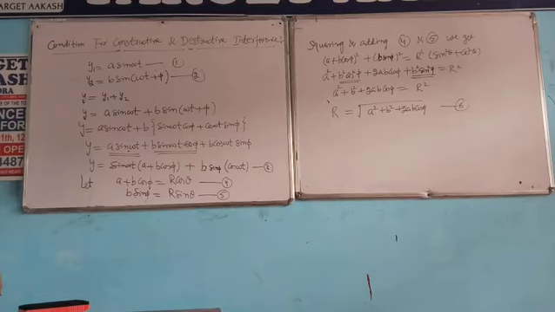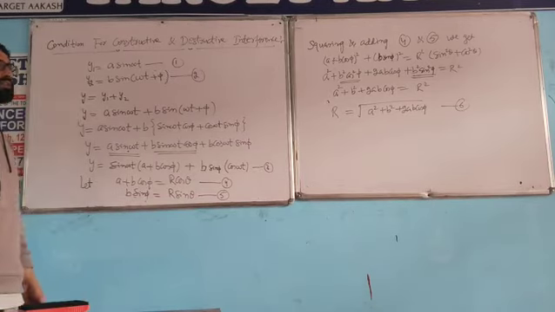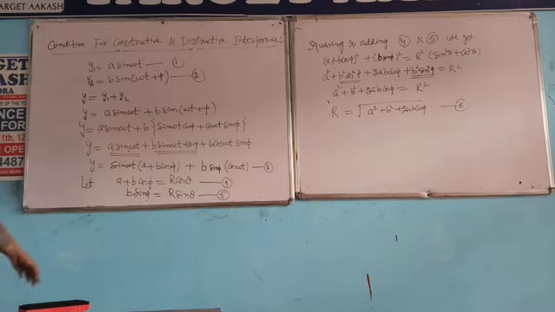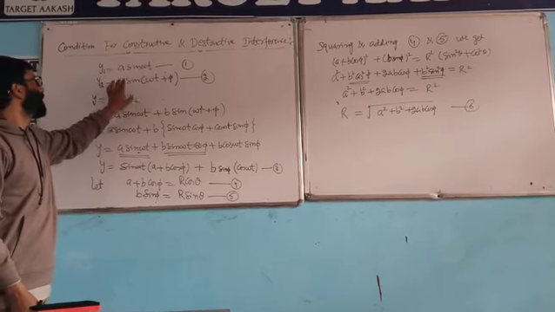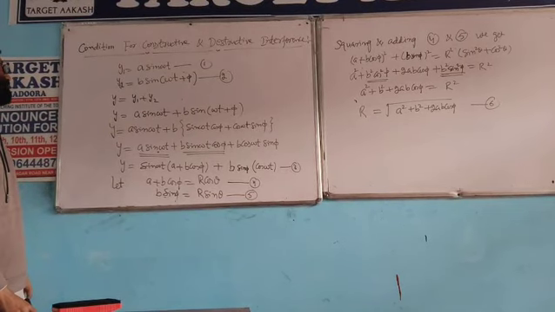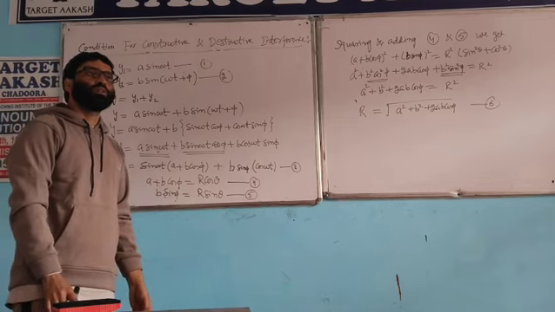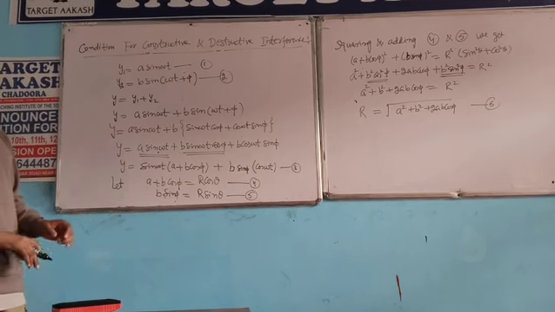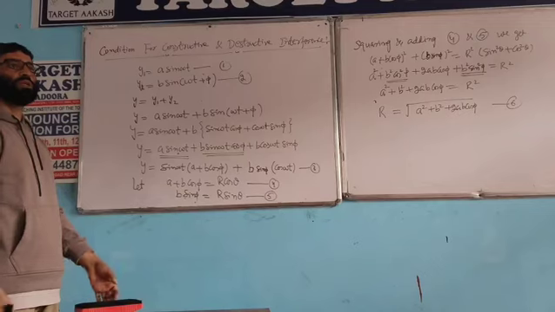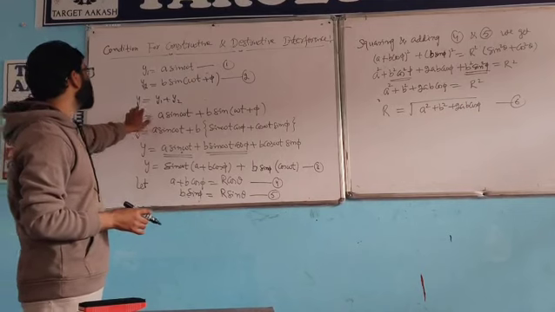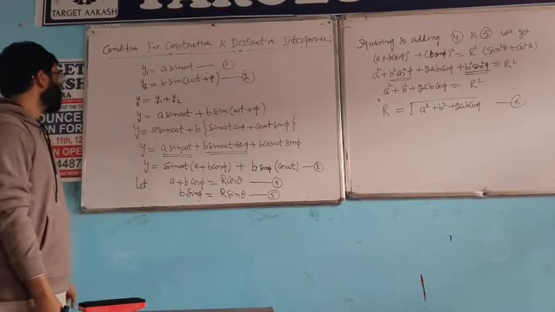Let's discuss the condition for constructive interference. Let y1 and y2 be the two waves. y1 is a sine omega t and y2 is b sine of omega t plus phi. According to the superposition principle, when these two waves are incident at a certain point, the resultant displacement is the sum of the individual displacements. So y is equal to y1 plus y2.